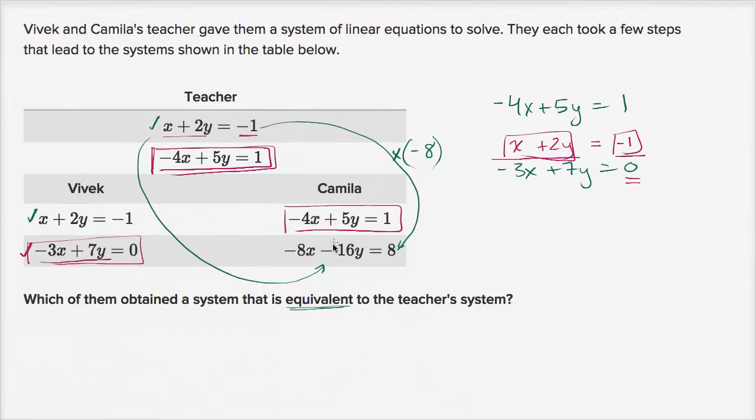These are still the same constraints. You're going to have the same solution. Whenever you're dealing with systems, you're not going to change the solution of the system as long as you either multiply both sides of an equation by a scalar, or you're adding and subtracting the equations. When I say add or subtract the equations, you're adding the left-hand side to the left-hand side, adding the right-hand side to the right-hand side like we had here, or subtracting one from the other. If we subtract the bottom from the top on the left-hand side and we subtract the bottom from the top on the right-hand side, it's not going to change our solution. So both of them obtained a system that is equivalent, meaning that it has the same solution as the teacher's system.